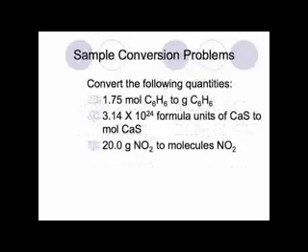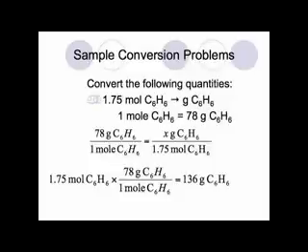Well, let's do some sample conversion problems together. First one we're going to do is take 1.75 moles of benzene, which is C6H6, to grams of benzene. The second one will be 3.14 times 10 to the 24th formula units of calcium sulfide to moles of calcium sulfide, and finally 20 grams of nitrogen dioxide to molecules of nitrogen dioxide.